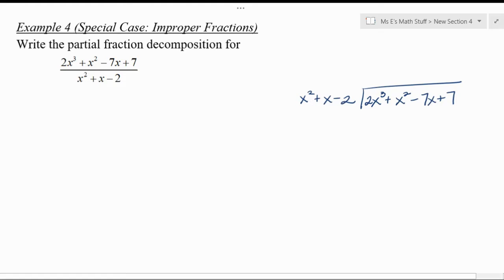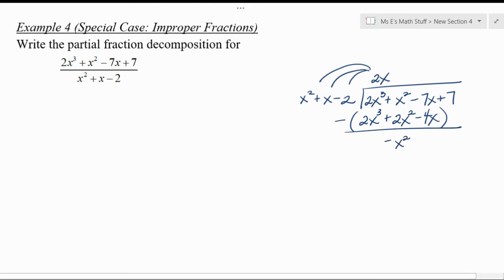Let's start by having a 2x up here, since when you distribute it in, it would make that front term drop out. So go ahead and distribute fully, and then make sure you subtract the whole row. Okay, and then do the process again.